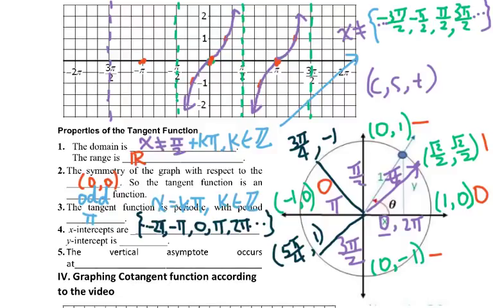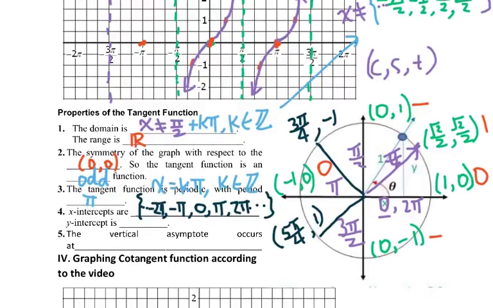For the y-intercept, that will be (0, 0). The vertical asymptote lines occur at pi over 2, negative pi over 2, 3 pi over 2, negative 3 pi over 2. You can list them up. Or you can do pi over 2 plus k times pi, because every pi is repeating. Thus, I can write x equals pi over 2 plus k pi, and k is integers.